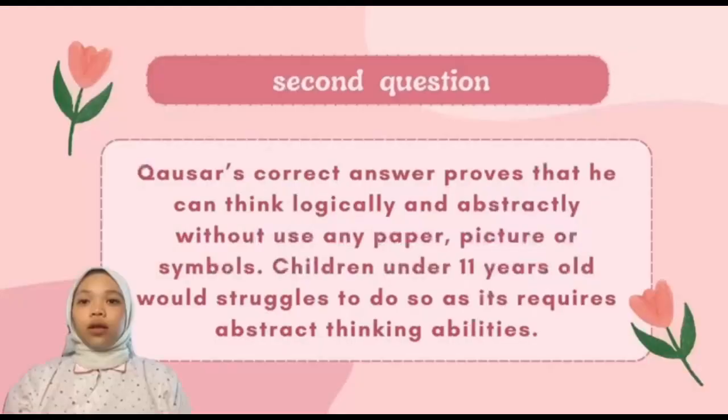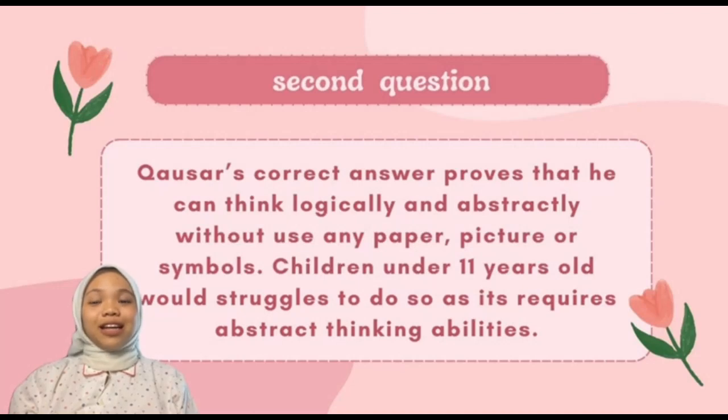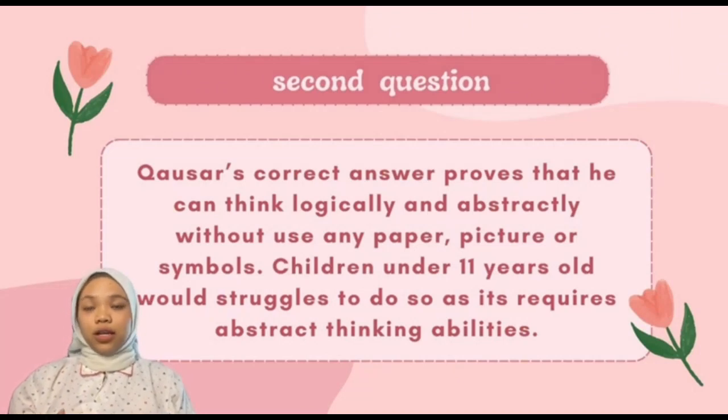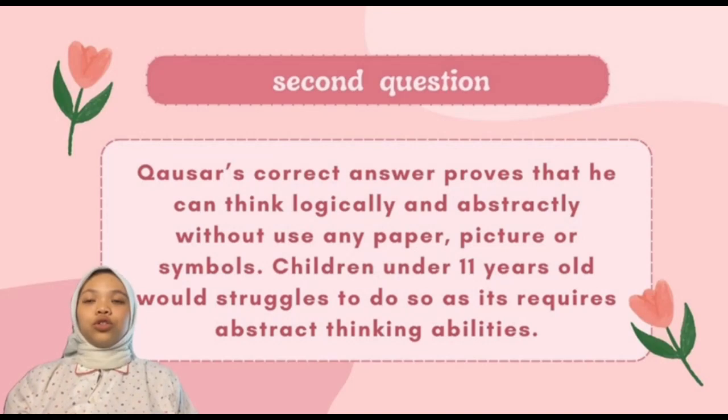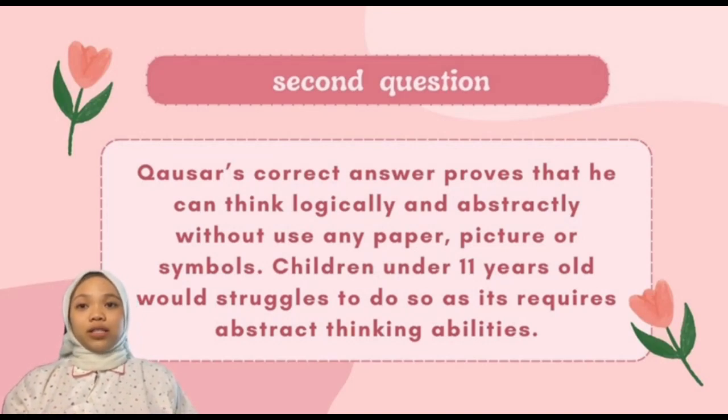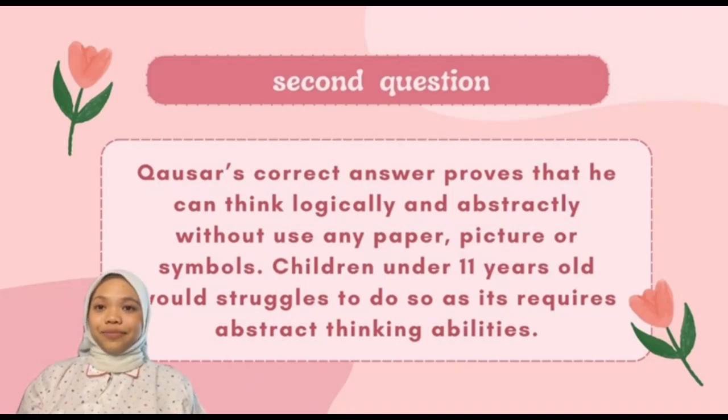Ali. As you can see, Kausa can answer the question correctly. This proves that he can think logically and abstractly without any papers, pictures, or symbols. Children under 11 years old would struggle to do so as it requires abstract thinking abilities.